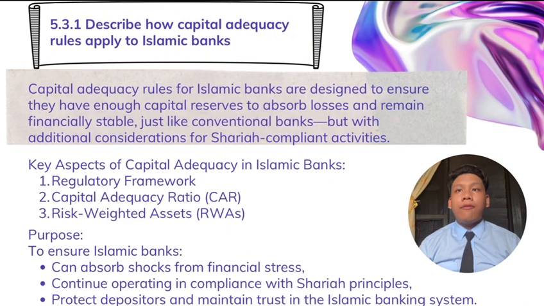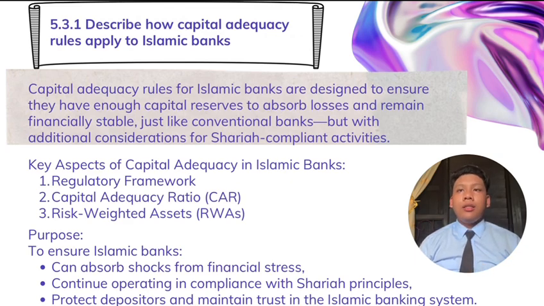And the second, we have the capital adequacy ratio, where the Islamic bank must maintain a minimum total CAR of 8% of the risk-weighted asset. A higher ratio may be required depending on the bank size and the risk profile.